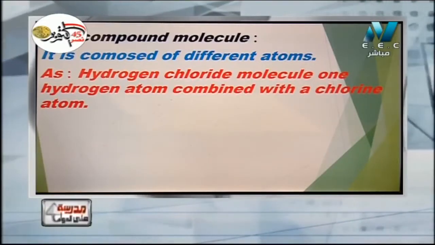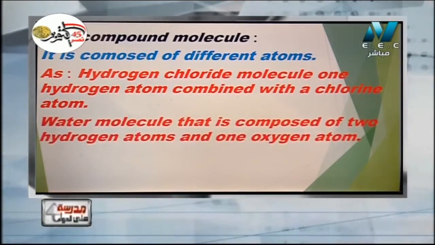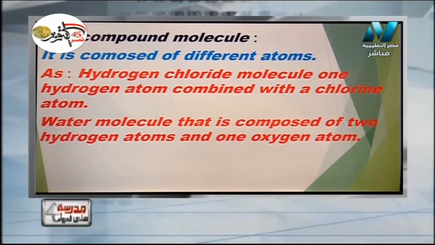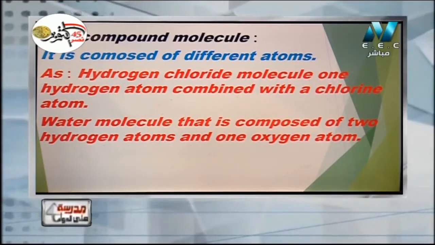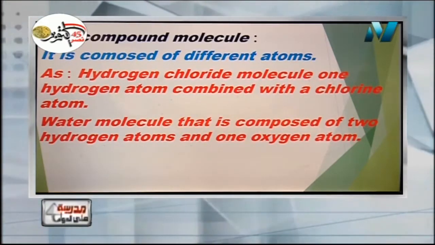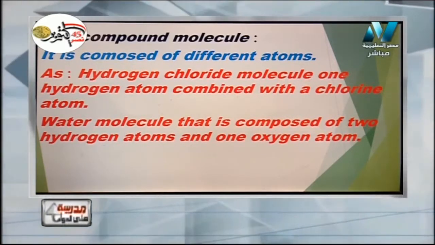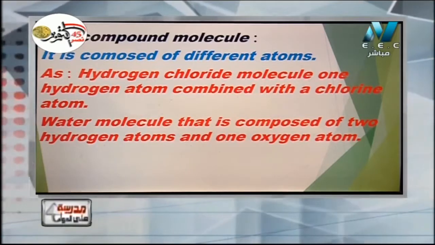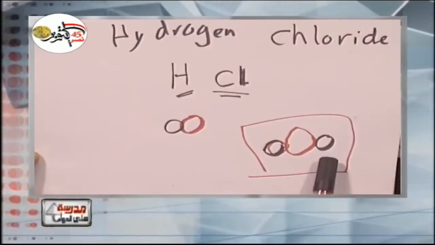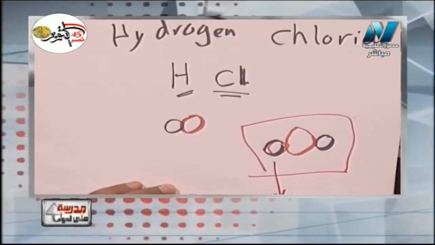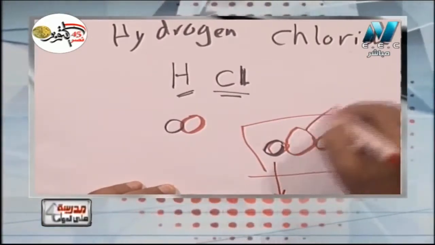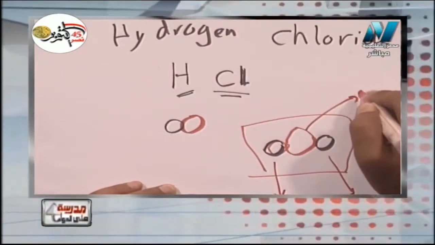Hydrogen chloride is not an element, it is a compound, so it consists of just one hydrogen atom and one chlorine atom. A water molecule is composed of two hydrogen atoms and one oxygen atom. So water is a compound. As you see, my dear student, the example that I wrote a few minutes ago on this paper: two similar atoms, I can symbolize by hydrogen, and another one is hydrogen, and this different one is oxygen.